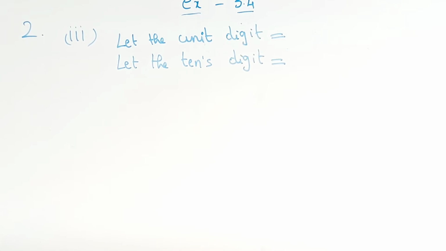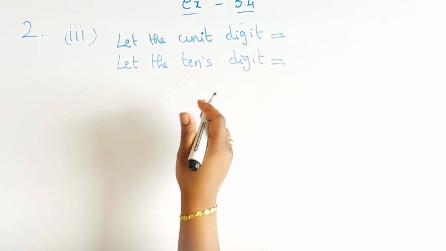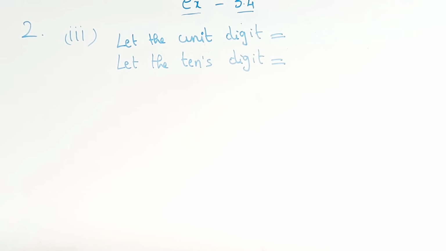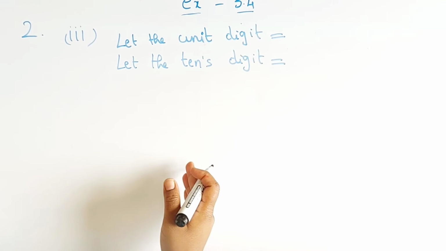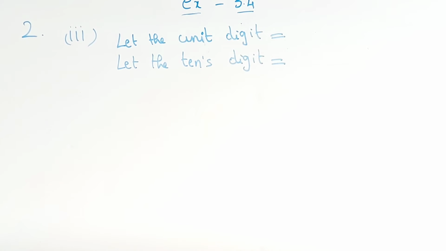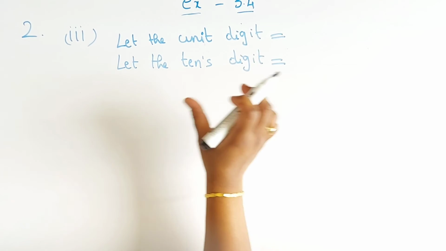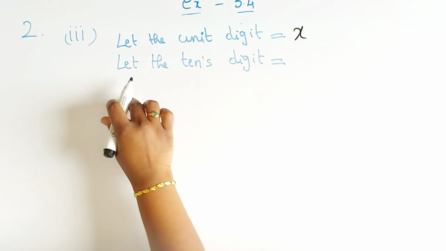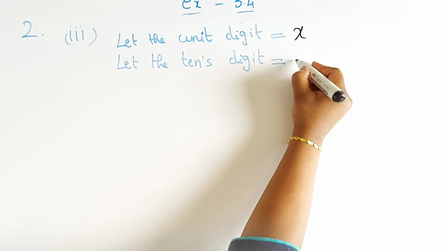Third question, children. The sum of the digits of a 2-digit number is 9. Also 9 times this number is twice the number obtained by reversing the order of the digits. Find the number. So we don't know the number, children. Let the unit digit be x, and let the tens digit be y.